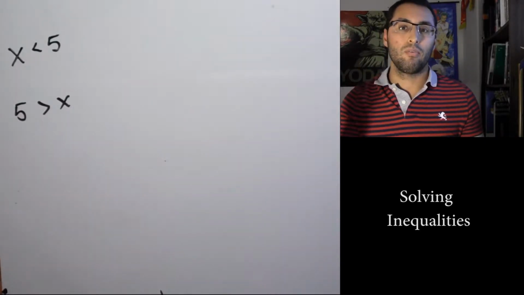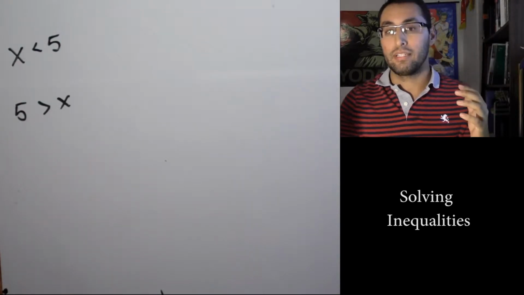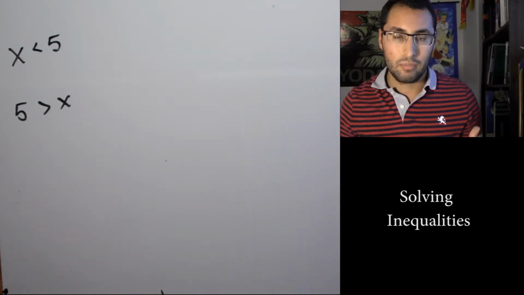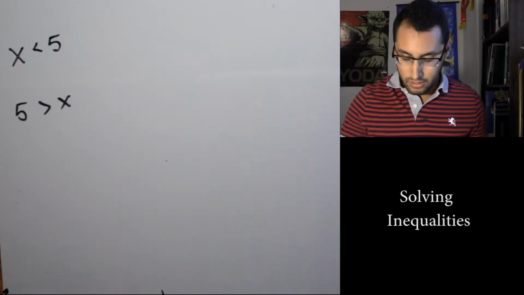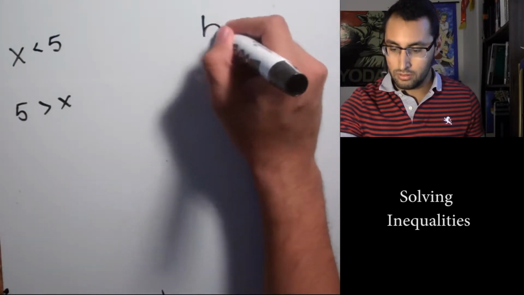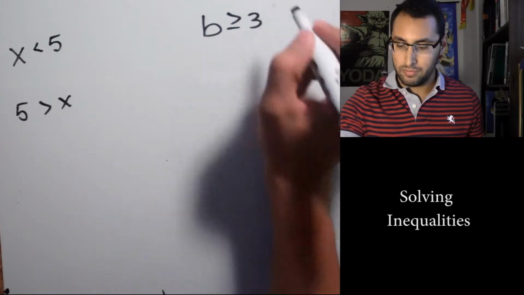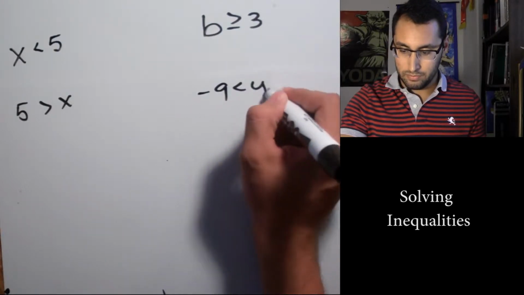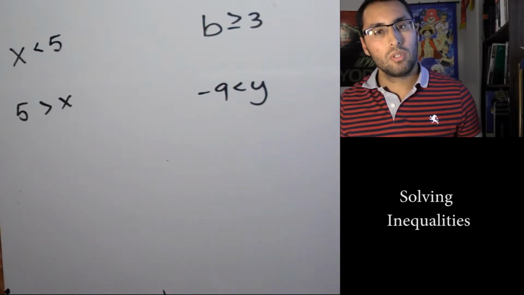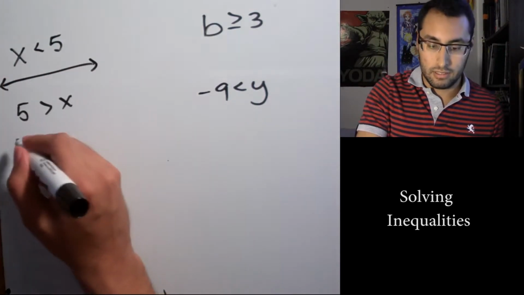It's like saying my right hand is right of my left hand, or my left hand is left of my right hand. They mean the same thing, but I say it in a different way. I'm going to put two more inequalities: b is greater than or equal to 3, and negative 9 is less than y. I'm going to draw number lines underneath all of these, and we're going to see how to graph them.